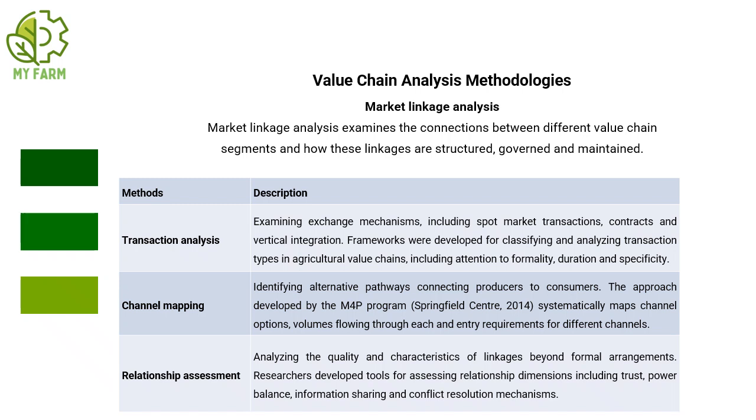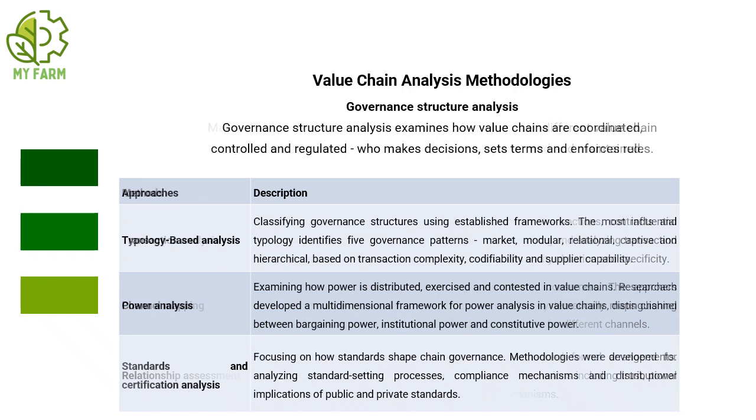Relationship assessment analyzes the quality and characteristics of linkages beyond formal arrangements. Research developed tools for assessing relationship dimensions, including trust, power balance, information sharing, and conflict resolution mechanisms, recognizing that informal aspects of relationships often determine chain performance. Governance structure analysis examines how value chains are coordinated, controlled, and regulated. It explores who makes decisions, who sets terms, and how rules are enforced throughout the chain.